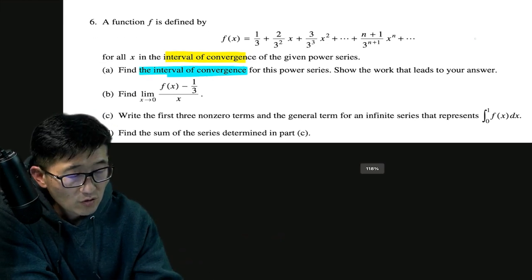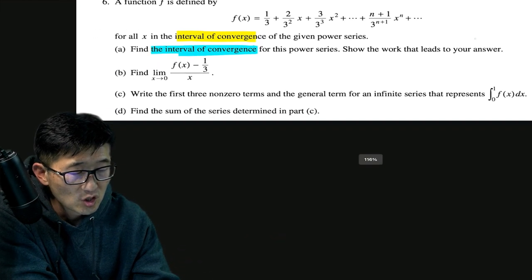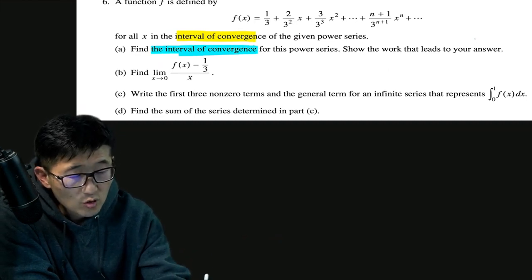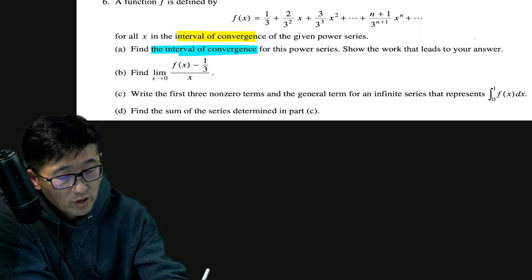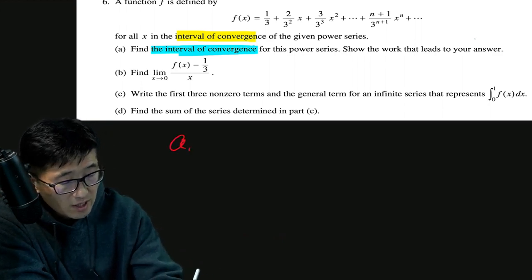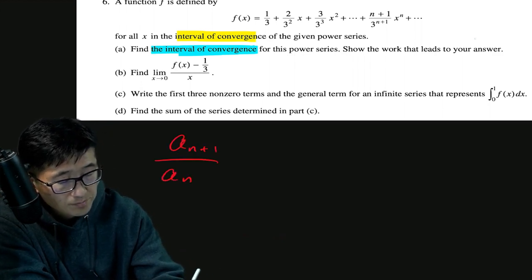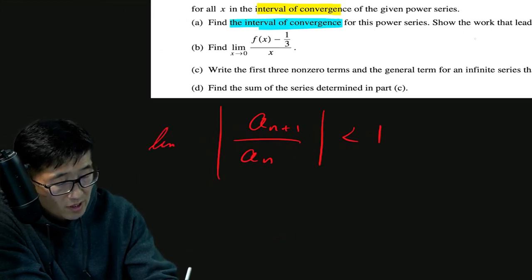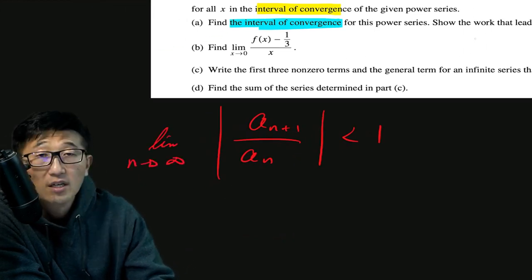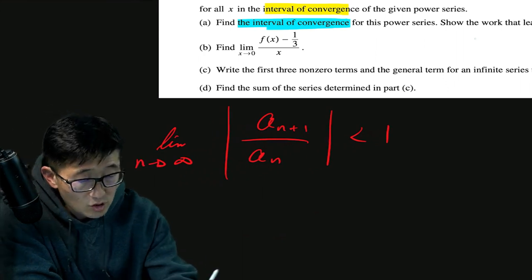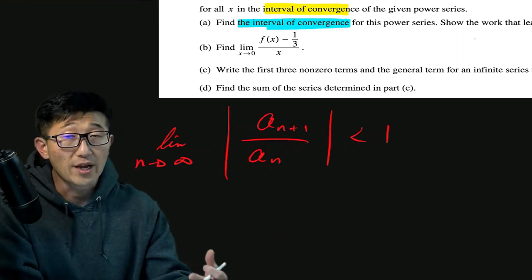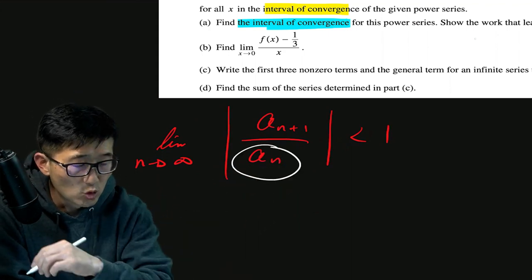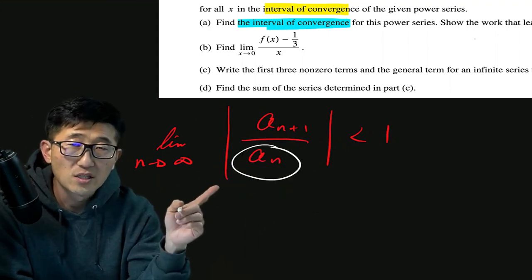Anytime they ask you to find the interval of convergence, you have to have it set equal to a certain number. We want to use the ratio test. In this case, the ratio test is a_{n+1} over a_n less than 1, and you want the limit as n approaches infinity. So the key here is to locate your a_n, because once you find your a_n, you want to plug in n plus 1. Now, the concept behind this is very simple.